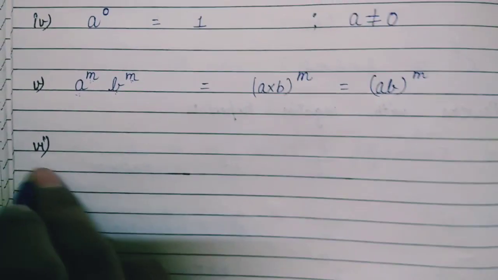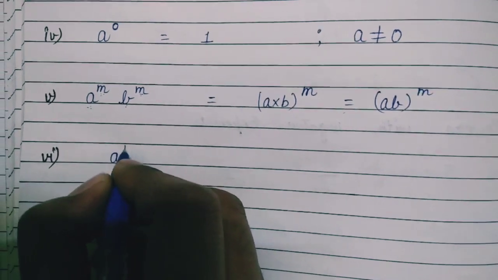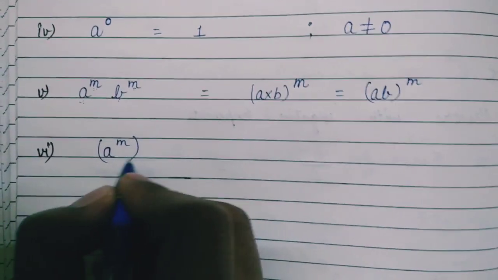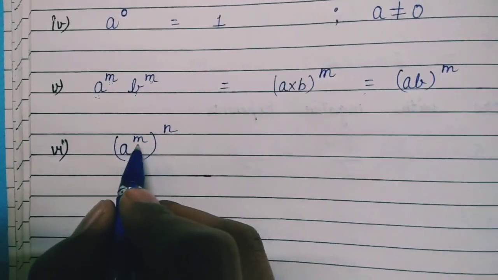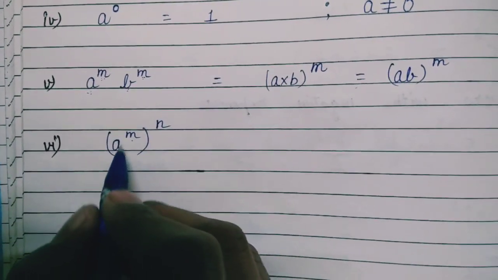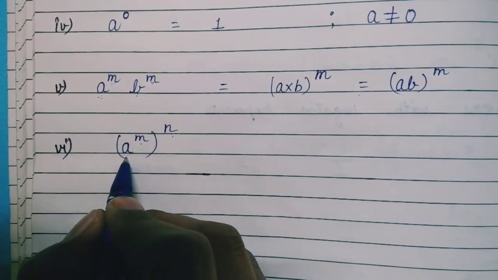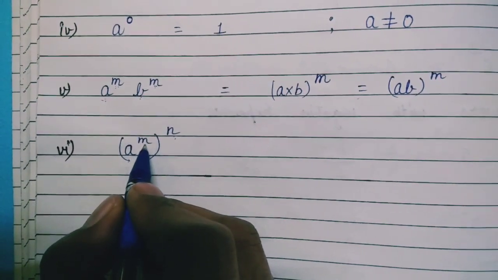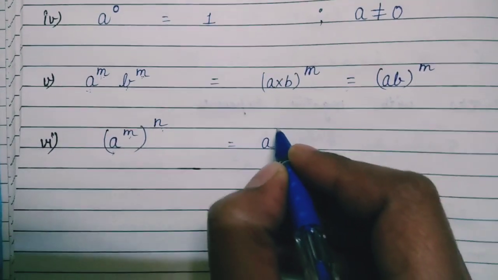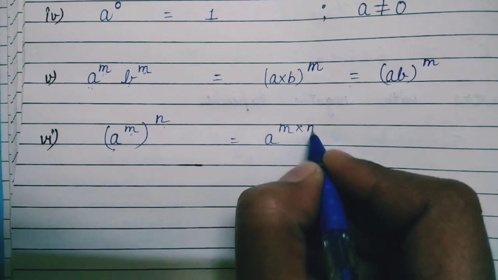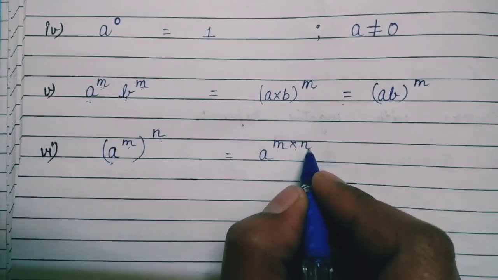Now one more law, which is a raised to the power m and whole power is n. It means base is having some power and all together we have a different power. But n power is also on a and m is also the power of a. So what we will do? Simply we will multiply power with power. So what we will get? We will get a raised to the power m multiplied by n.